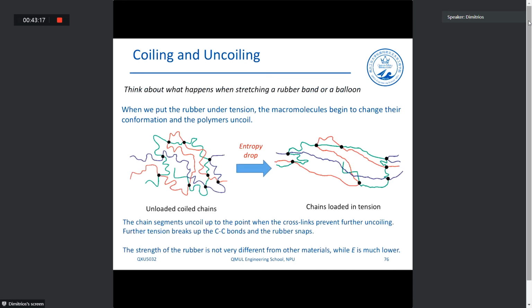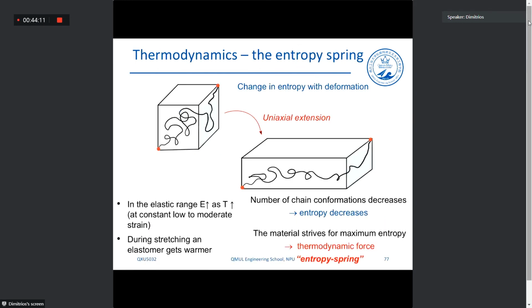Thermodynamically, what happens when we're stretching and unstretching, releasing the stretch or the strain from a rubber, is essentially the phenomenon that's called entropy spring, where the polymer, as we said, the elastomers, they want to be under maximum entropy. So what we do when we have unloaded chains, when we stretch a polymer, we reduce the amount of conformations. So in this case, we reduce the amount of entropy. The polymer does not like that, and it tries to recover its original shape. And in elastomers, this can be done by this entropy spring phenomenon. Okay.